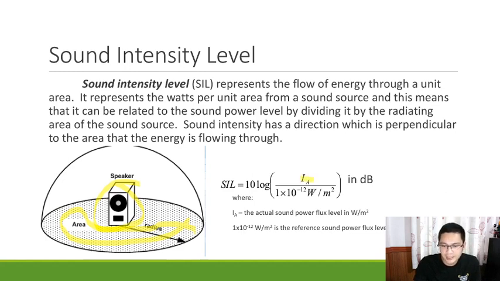So, I over A natin, that is the actual sound power flux level in watts per meter squared. And this is our reference. Di ba ganun naman tayo kapag dB yung pinag-uusapan or logarithm, we are comparing to our reference na value. So, yung reference na value natin is this one, 1 times 10 to the negative 12 watts per meter squared.